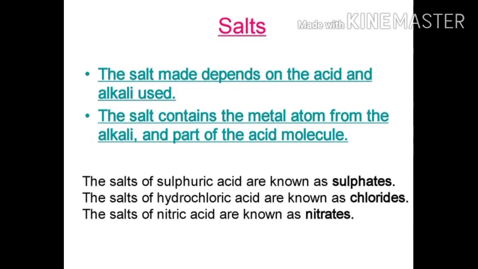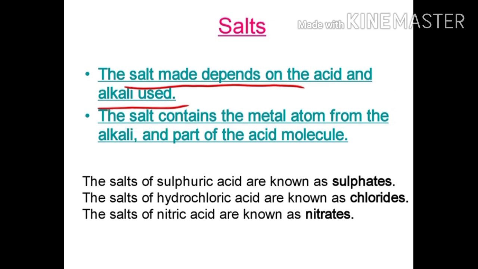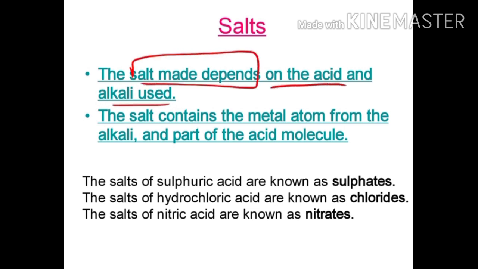After that, the salts, as I told you. Salts made depend on the acid and alkali used. The salt contains the metal from the alkali and part of the acid molecule. So the first point: the salt made depends upon the acid and alkali used. It totally depends on how much quantity of acid you are using and how much quantity of base you are using. Suppose acid and base are mixed, giving us AB, which is a salt.